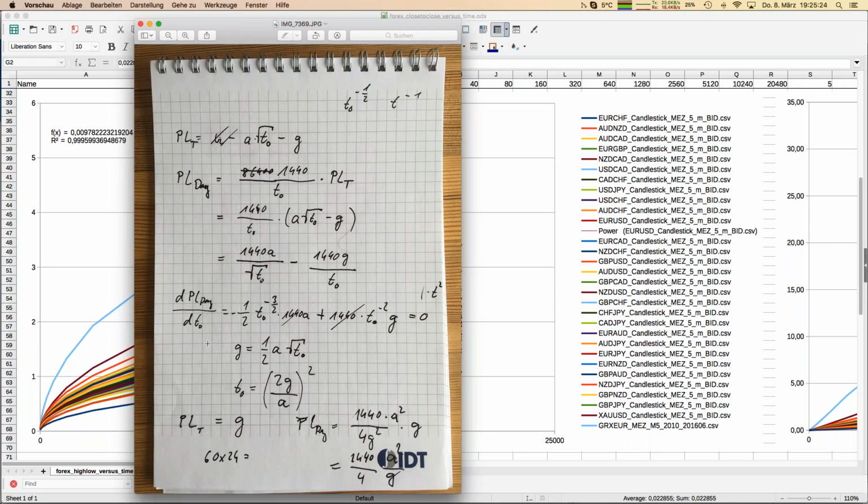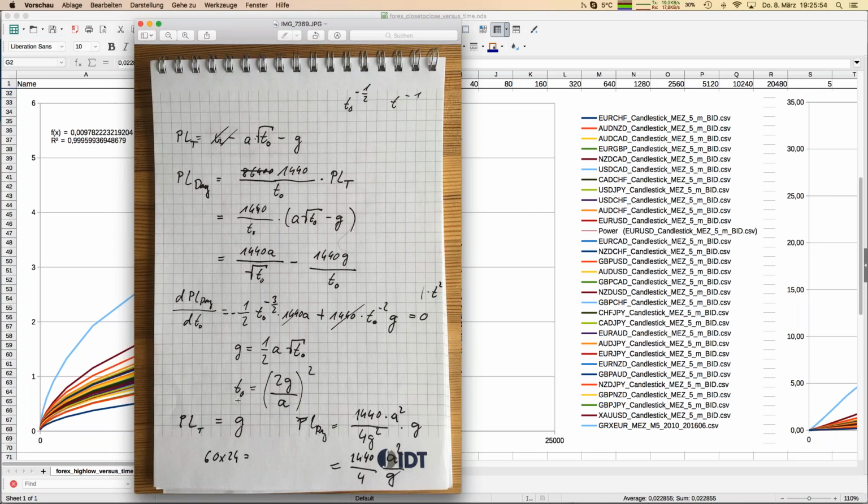Now it comes to what you have learned at school. Take that equation, derive the first derivative. We do the derivative versus time and set that to 0, because we want to find the maximum of that equation, the profit per day. Doing the first derivative here, setting it to 0, and then solving the equation is straightforward.